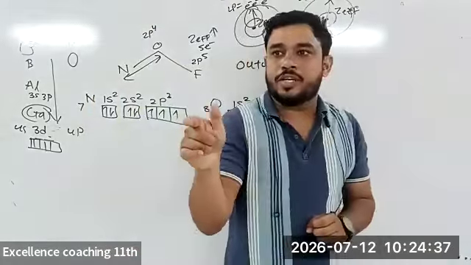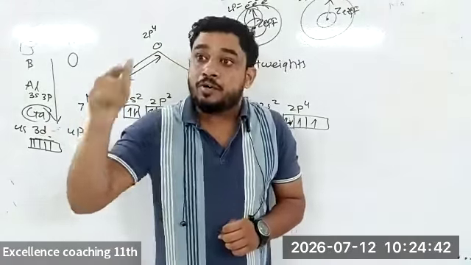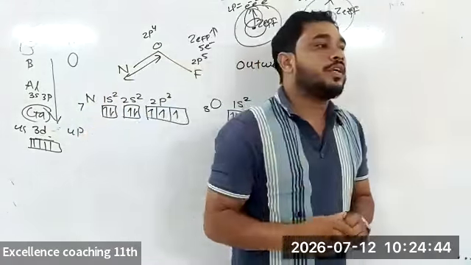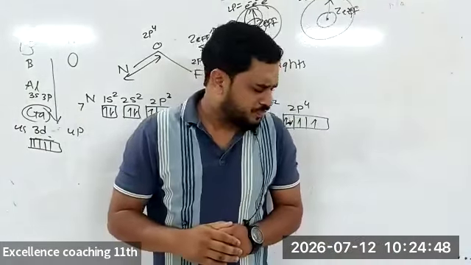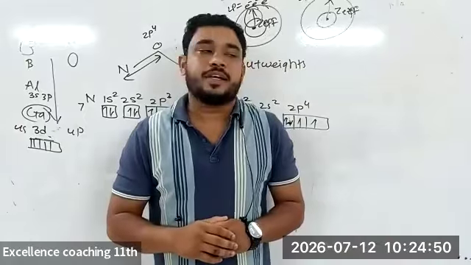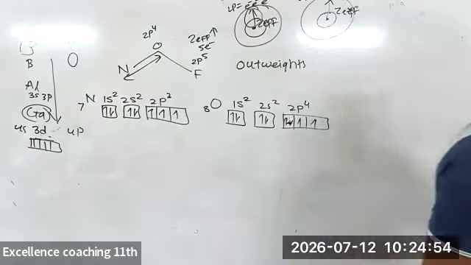Again one electron is added, so there is also inter-electronic repulsion. But here the effective nuclear charge outweighs the inter-electronic repulsion. So from oxygen to fluorine, atomic radius decreases. Clear? Okay.